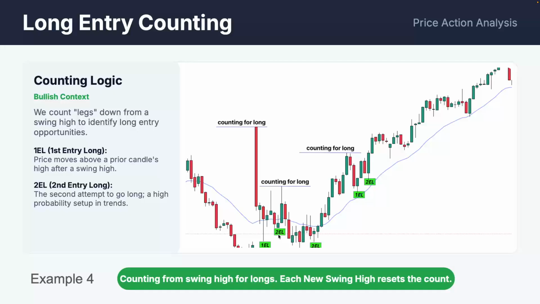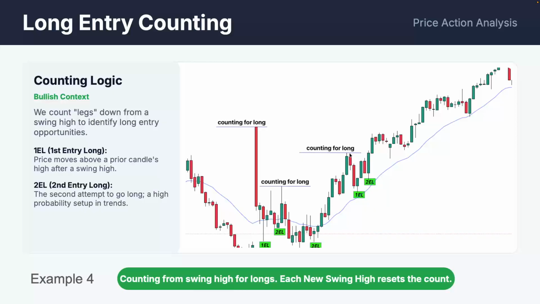Now the count will be reset, and counting will start from after the second entry long. Counting will start from here, and this green bar broke the high of the previous red bar, that will be marked as first entry long. Then this green bar broke the high of the previous green bar, which will be marked as second entry long. Okay, and this is a new swing high.